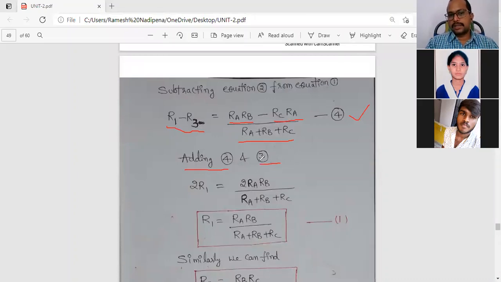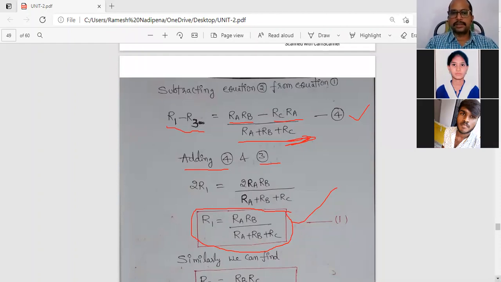Equation 3 means R1 plus R3. Equation 4 is R1 minus R3 equal to this thing. Now add equation 4 and equation 3. From that we get R1 equal to this thing. R1 equal to RA RB by RA plus RB plus RC. This is the final derivation. R1 equal to RA RB by RA plus RB plus RC.